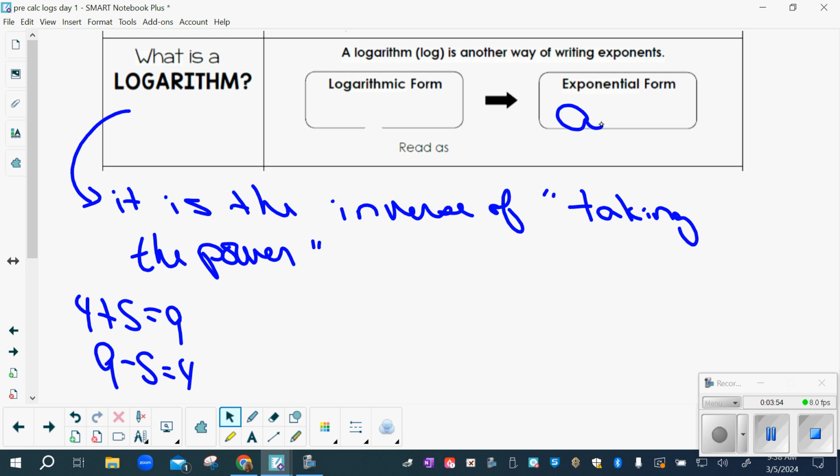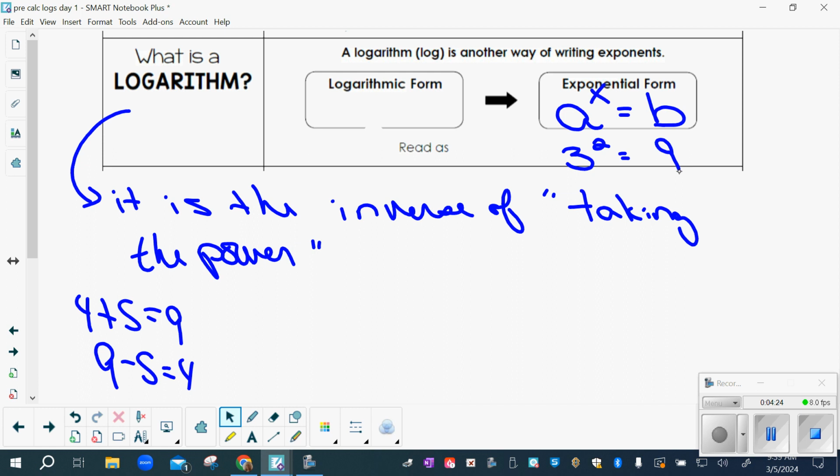Little guy a to the x equals b. Here's an example of that. 3 squared equals 9, right? That's an example of exponential form. It's got a little exponent, it's got a little base, it equals a number. We're going to call that an argument in a minute. Now, the way to unwrap it, to unwrite it, to kind of undo it, looks like this.